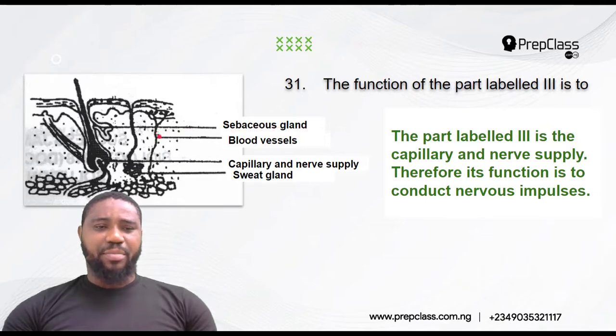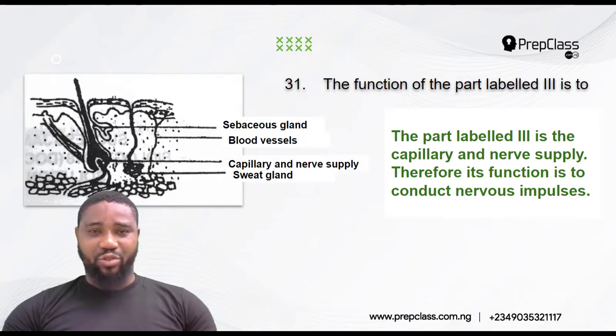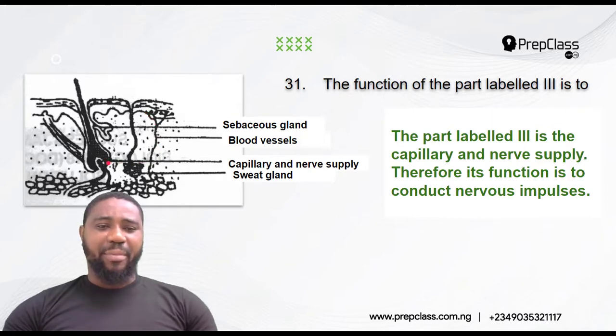Are you following? The part labeled 2 are blood capillaries. Those are blood vessels that supply the skin with enough blood. Blood is needed in all our body cells, because blood carries oxygen, carries nutrients, removes waste products, and so on. Any part of our body that is not receiving blood will die, because there will be no energy or oxygen supplied to that part. So the blood vessels supply blood to the skin, and the capillaries also play a part in that role.